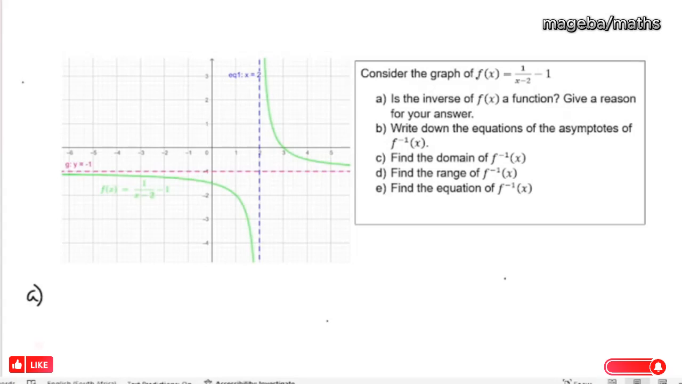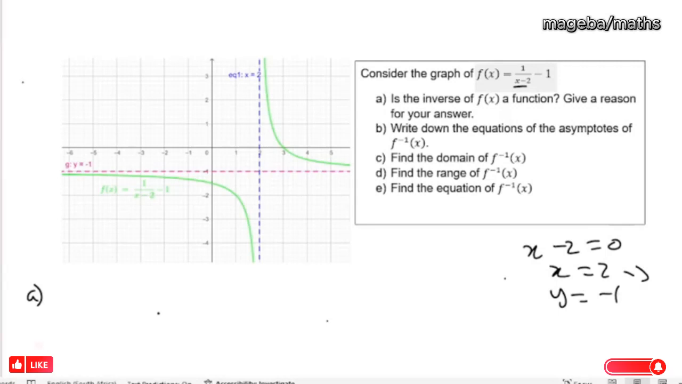So we consider this type of function where f of x is equal to 1 over x minus 2, then minus 1. Now I hope you know that x minus 2 equals 0, so x is equal to 2. This is going to be my x asymptote, and my y asymptote is going to be y equals negative 1. Just interpreting the equation that we have here.